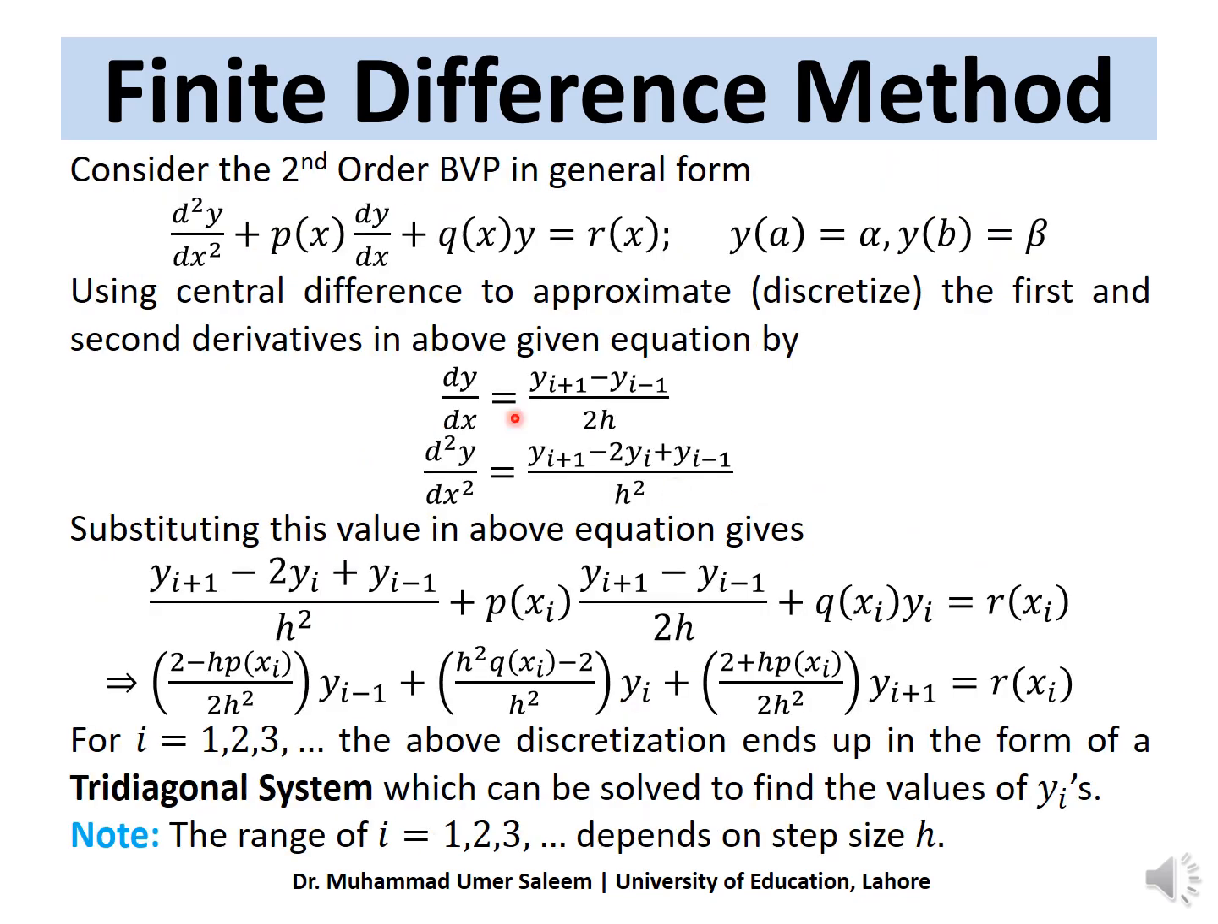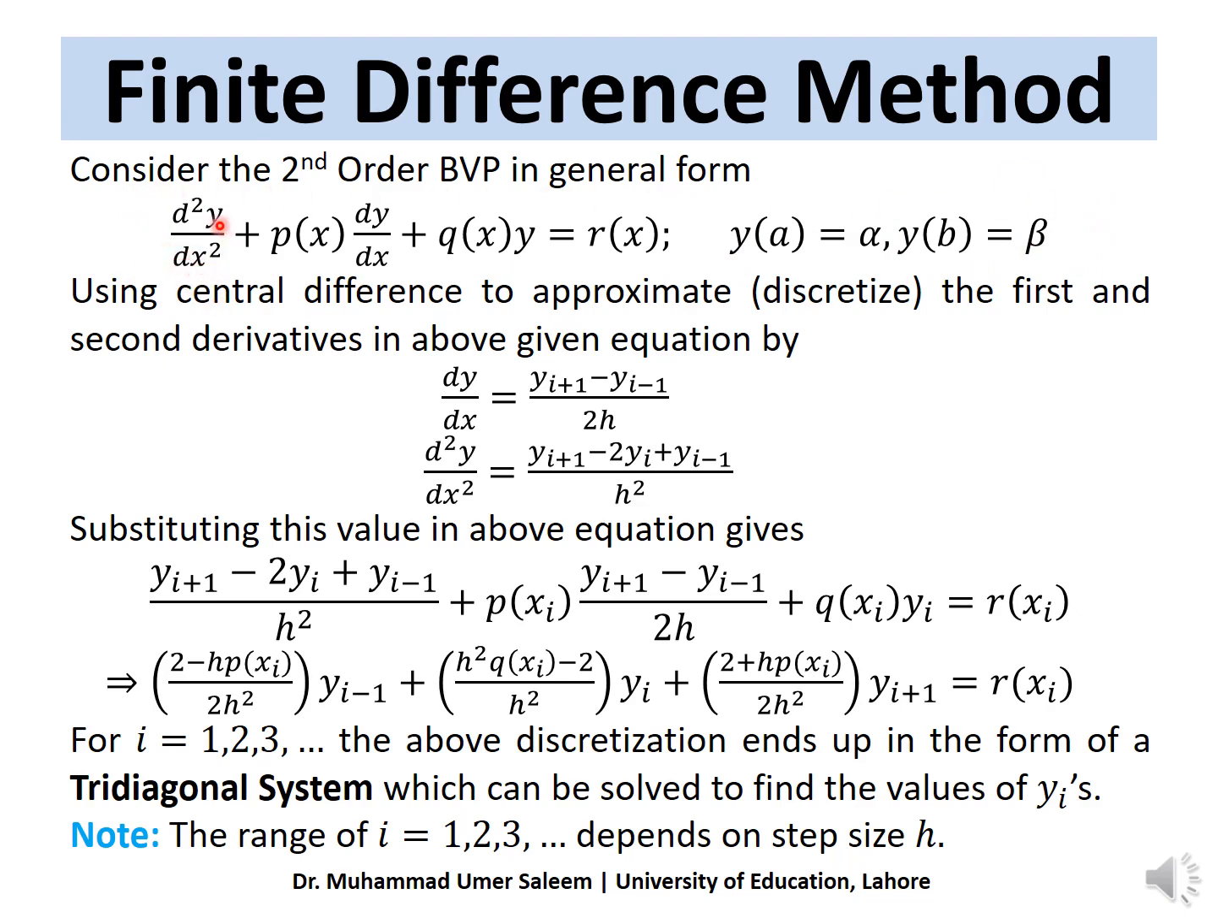फाइनाइट डिफरेंस मेथड्स के लिए here we consider a second order boundary value problem in general form. So a second order boundary value problem in general form can be written as d2y over dx square plus p(x) dy over dx plus q(x) y is equal to r(x), with the conditions y(a) is equal to alpha and y(b) is equal to beta. Since these are two different conditions, that's why these are boundary conditions, and this differential equation together with these boundary conditions is known as a boundary value problem. तो बाउंड्री वैल्यू प्रॉब्लम की जनरल फॉर्म हमने ये लिखी है जो आपके सामने है.